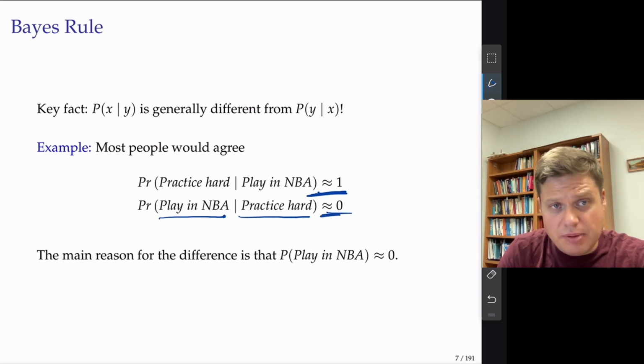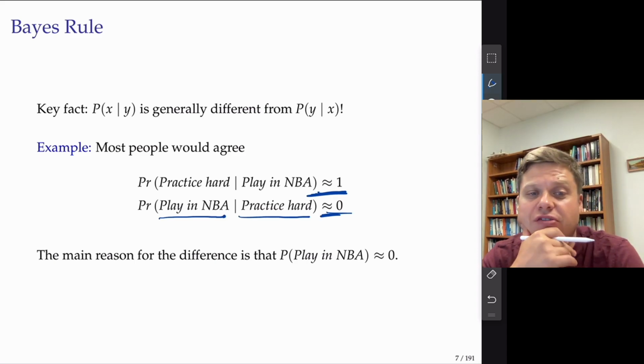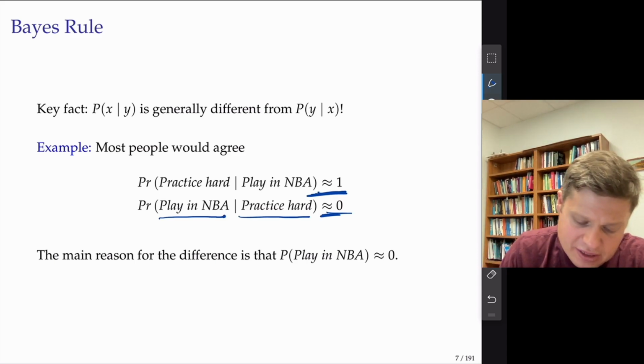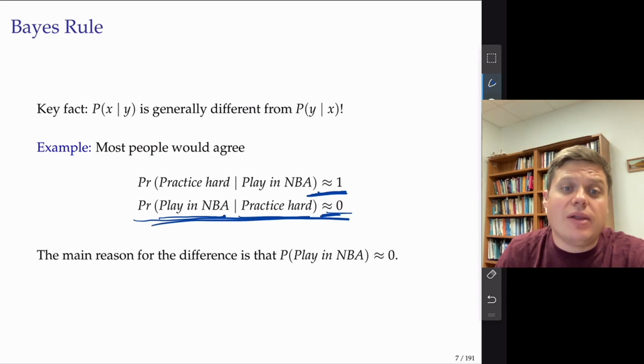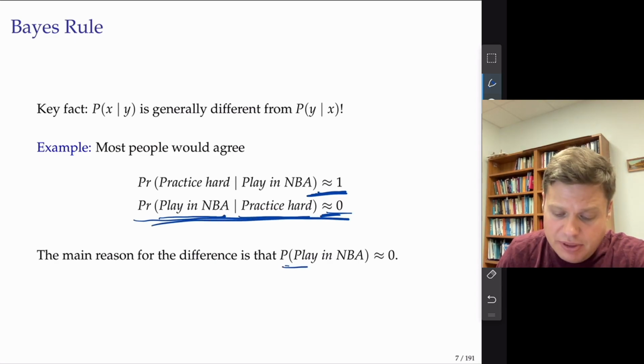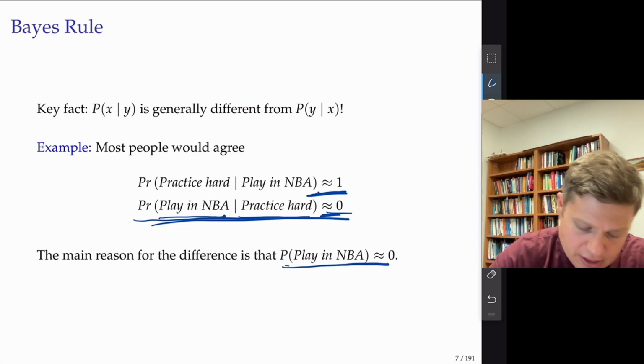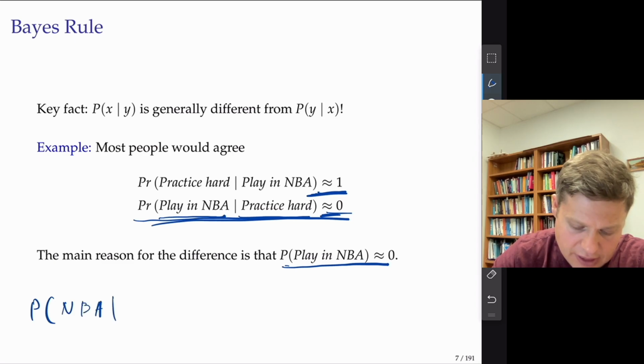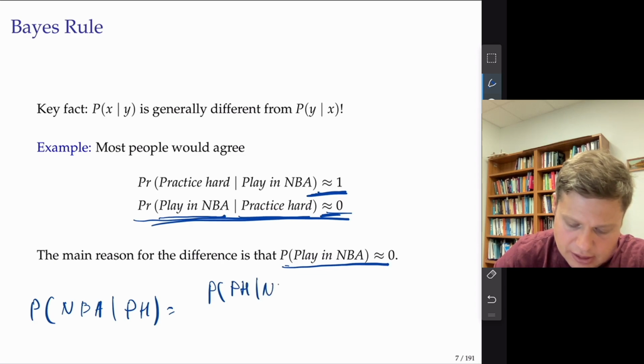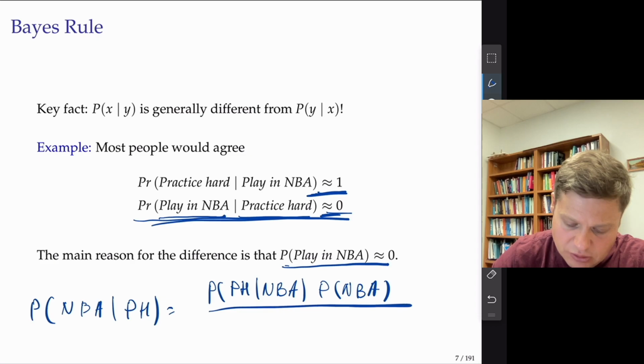So probability of x given y is not equal to probability of y given x, and why is that? Why is this value close to zero? Well, the main reason is that the prior probability of playing in the NBA is close to zero. Remember that the probability that I play in the NBA, given that I practice hard, is the probability of practicing hard given that one is an NBA player, times the prior probability of playing in the NBA, divided by the total probability of practicing hard.